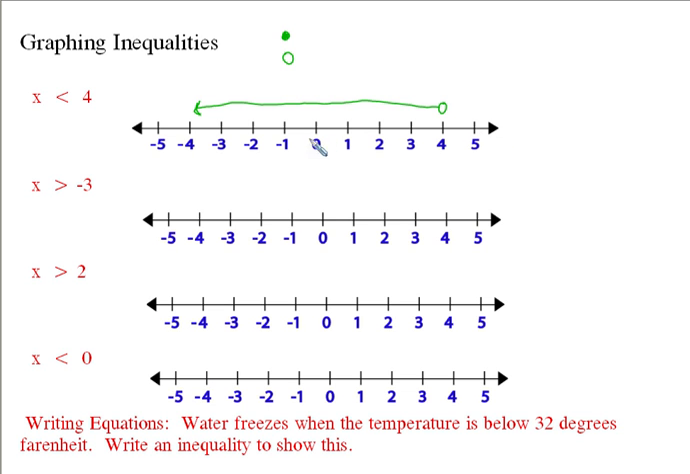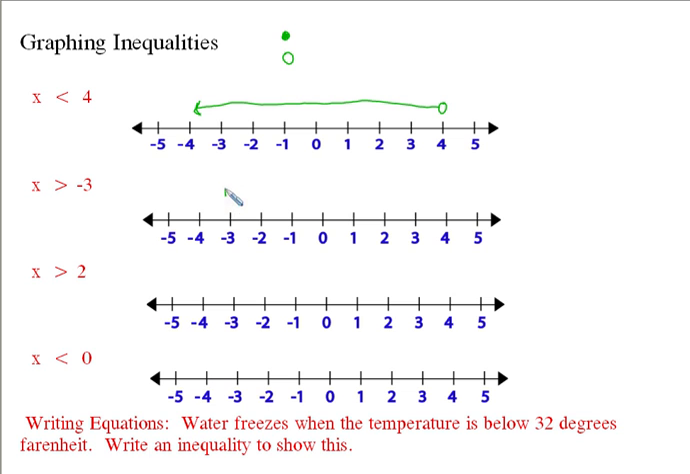So is 0 less than 4? Yes, it is. Is -3 less than 4? Yes, it is. Is 5 less than 4? No, it's not. Now, very important to understand about this circle here. The reason why this is a non-filled in circle is because I'm saying that 4 is not a solution. If 4 was a solution, I'll get to what that means in a minute when I do a couple of problems like that. Now here, x is greater than -3.